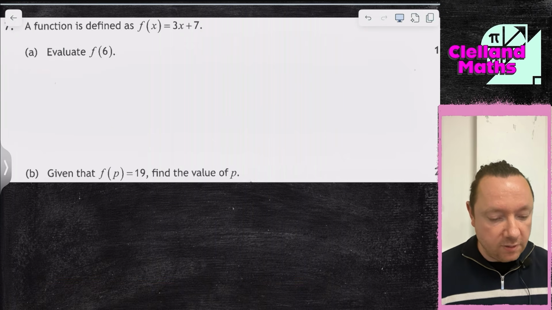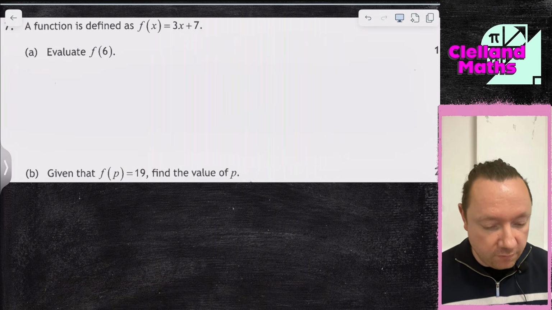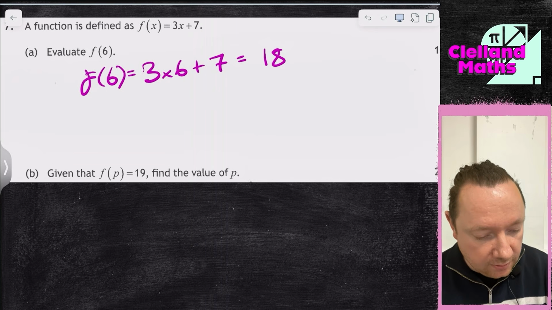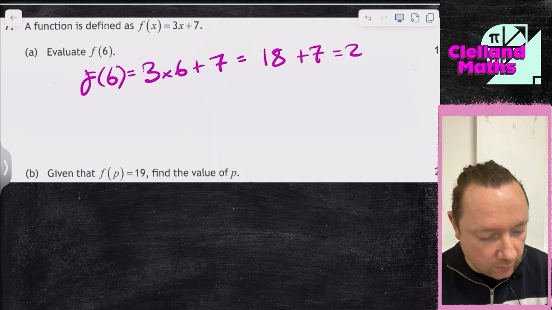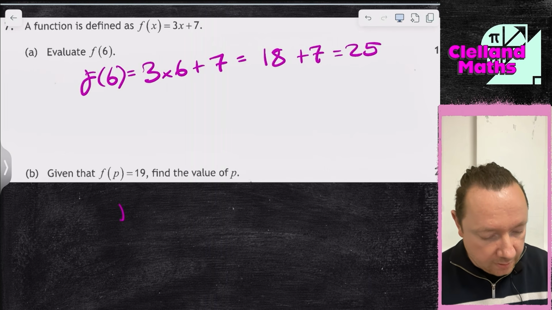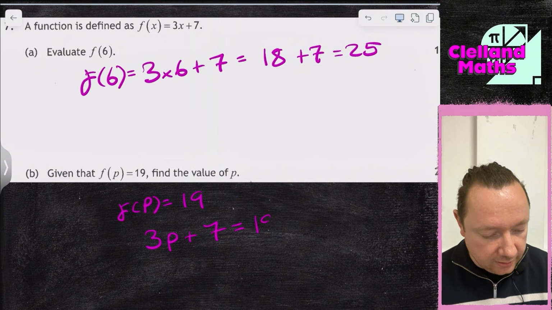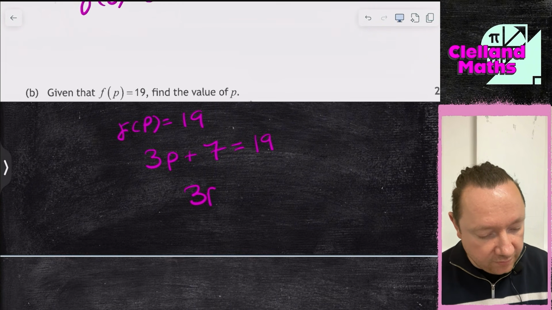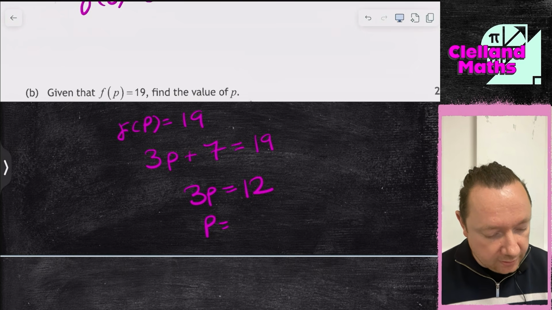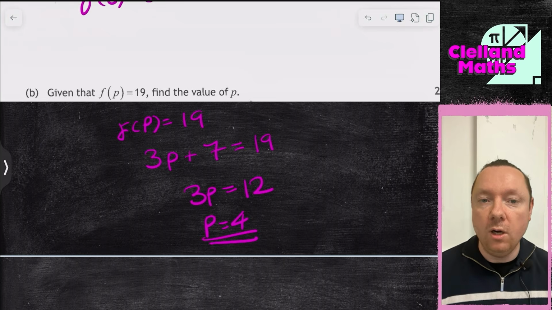A function is defined as 3x plus 7. f of x is 3x plus 7. Find f of 6. So that's subbing 3 times 6 plus 7. That's 18 plus 7, which is 25. Part B, f of p equals 19. Find p. f of p equals 19. So p becomes x. 3p plus 7 equals 19. I can take away 7 then from each side to give 12. And then divide by 3 to give 4. So p is 4, and we're done there.